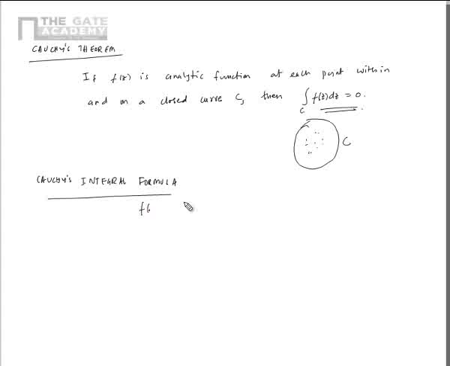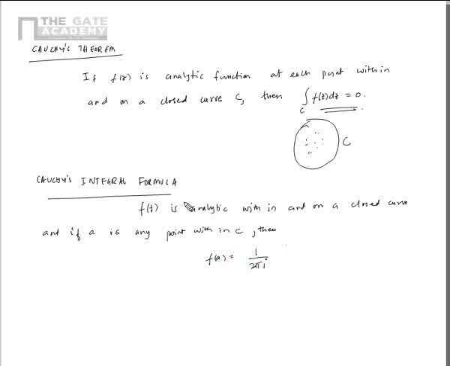So let me just write down what it means. When f of z is analytic within and on a closed curve C, and A is any point within C, then you can write f of A is 1 by 2 pi i integral over C of f of z by z minus A dz.